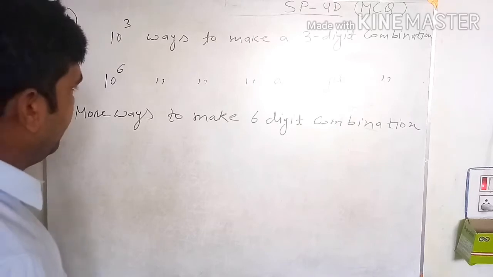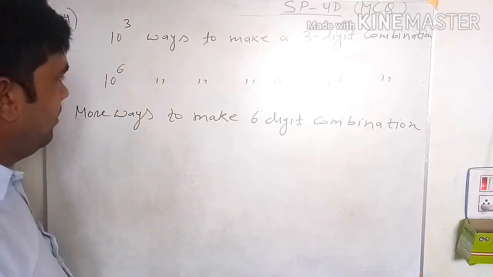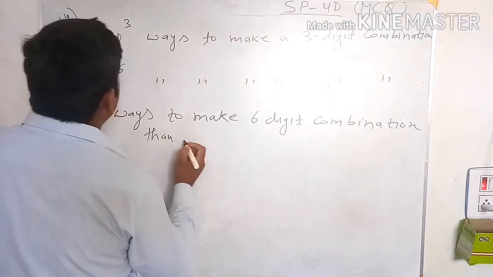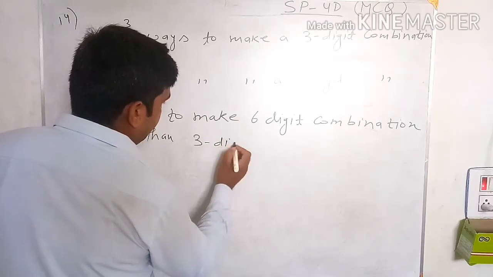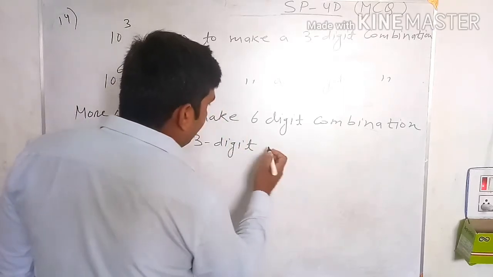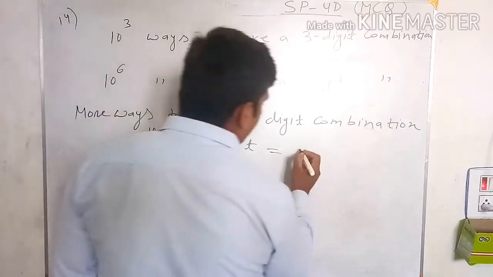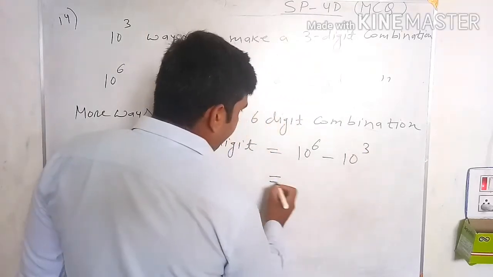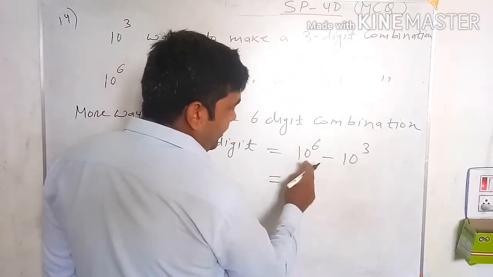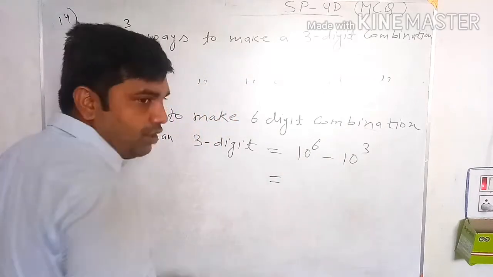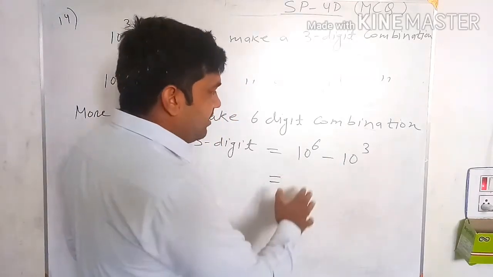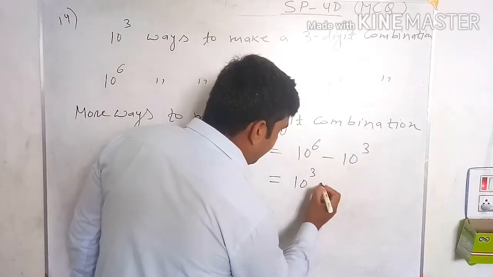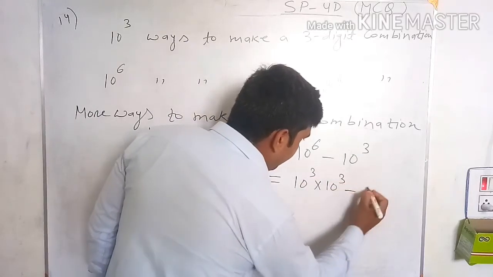Then you have to subtract. So the number of more ways to make a 6-digit combination than a 3-digit combination equals the number of ways for a 6-digit combination minus the number of ways for a 3-digit combination. Now here you can take 10 to the power 3 common. 10 to the power 6 you can write like that: 10 to the power 3 multiplied by 10 to the power 3, minus 10 to the power 3.